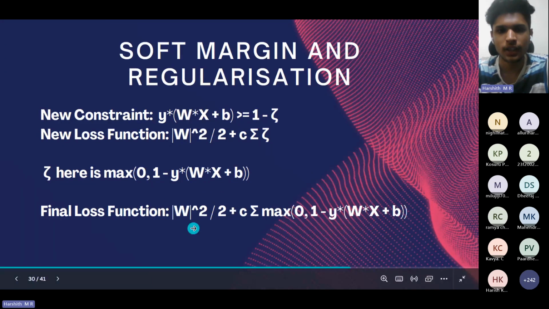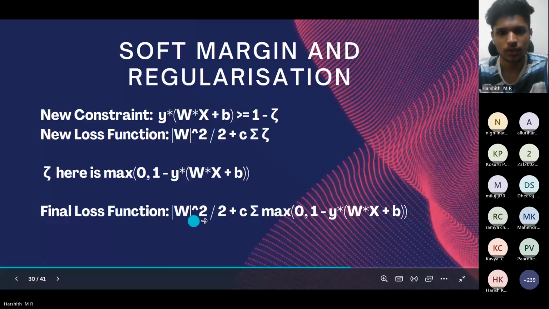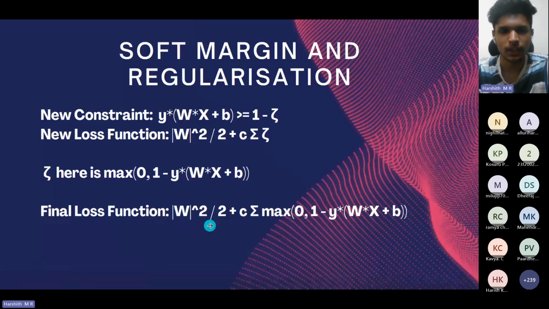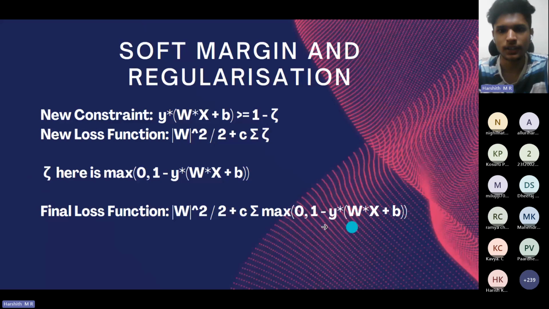So for the soft margin case, earlier our loss function would add only the omega squared by 2. So why omega squared? There is no problem in squaring the magnitude. You can also have omega by 2 instead of omega squared by 2. It just eases your mathematical calculations in the next steps. That's why we are squaring it. And for the soft margin case, we are adding this term over here.